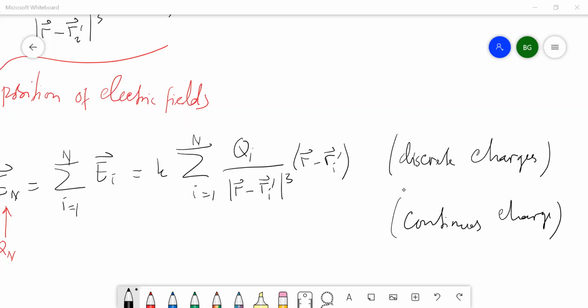Juzaki, which one is more physical, discrete charges or continuous charge? What do you mean by physical, sir? Like we can see it, more realistic. I think discrete charges, sir, because molecules have different charges. Okay, yeah, that's good.